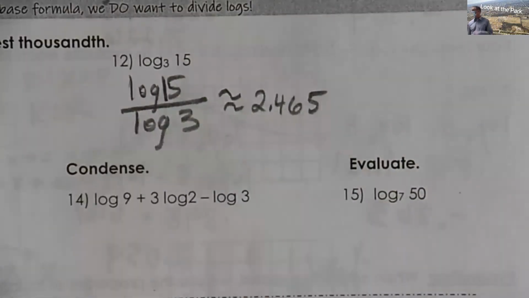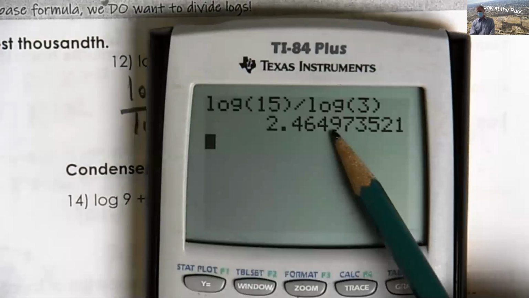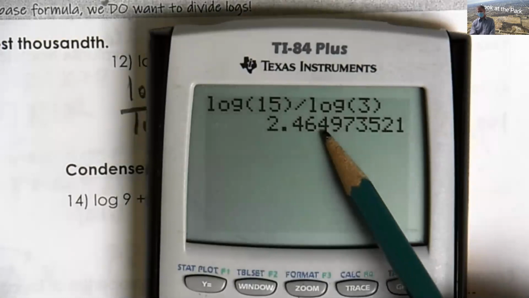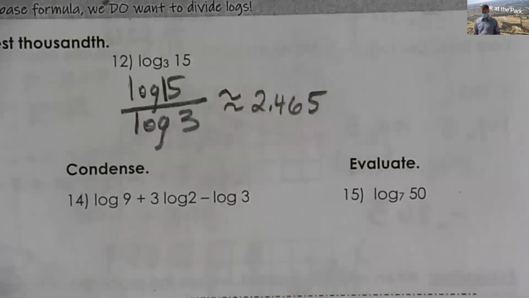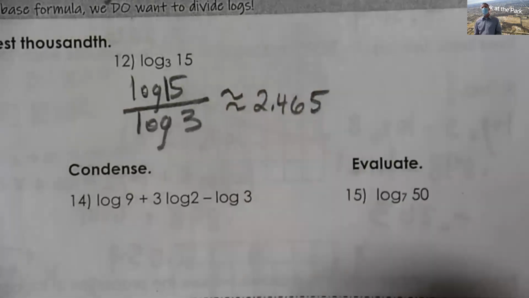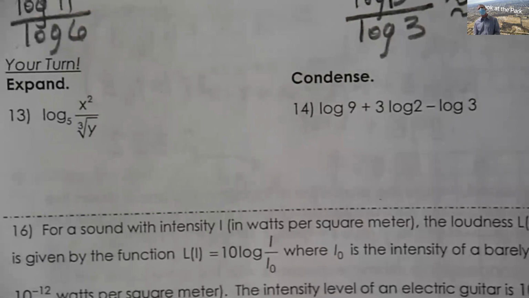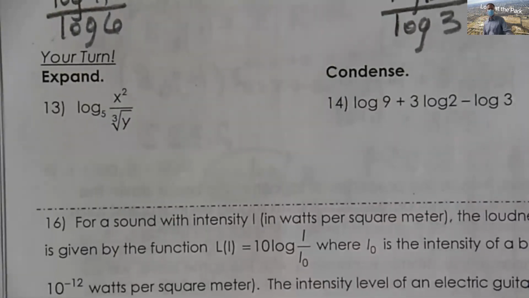So to round it to the nearest thousandth, you have to go over to the 10,000th and round. Since that's 5 or bigger, we make that 465. All right, your turn to work on these expanding, condensing, and evaluating.